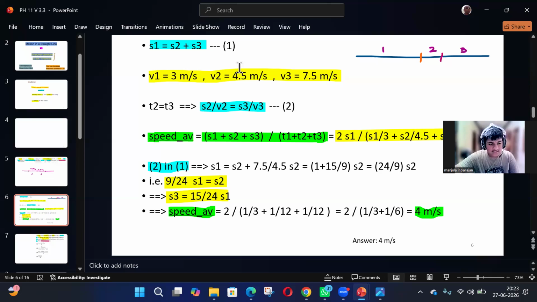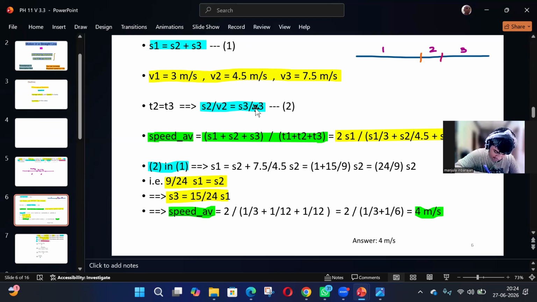Okay, try to understand this one. S1 is equal to S2 plus S3, right? That's what is given. And T2 equal to T3, that means S2 by V2 equals S3 by V3. Average speed is the total distance traveled, that is S1 plus S2 plus S3, divided by the total time, T1 plus T2 plus T3. S1 plus S2 plus S3 is the same as 2S1 because S2 plus S3 is the same as S1.